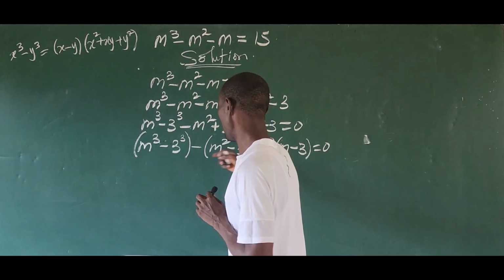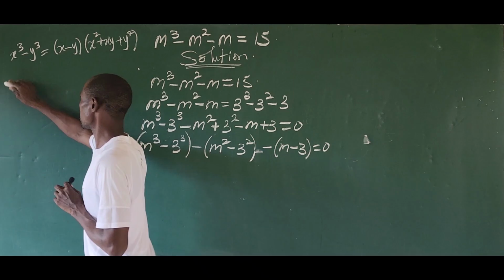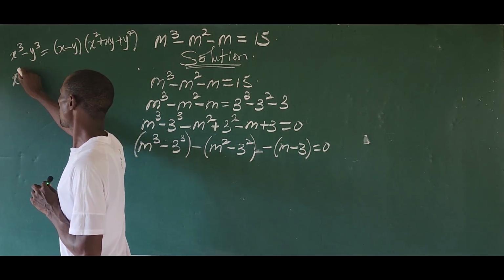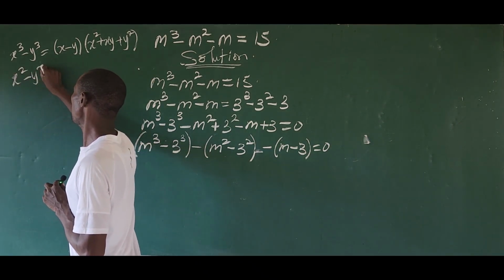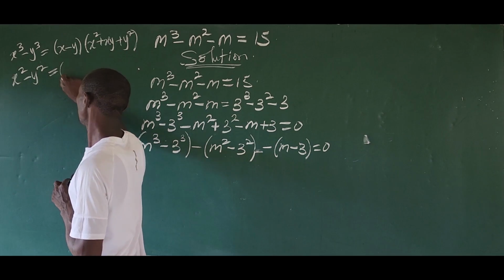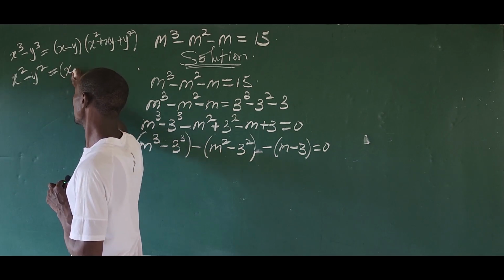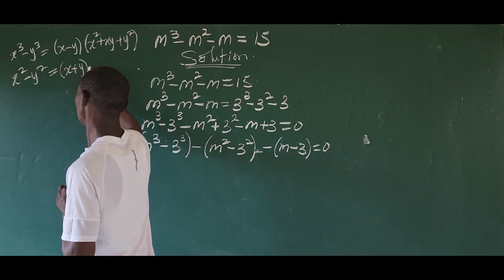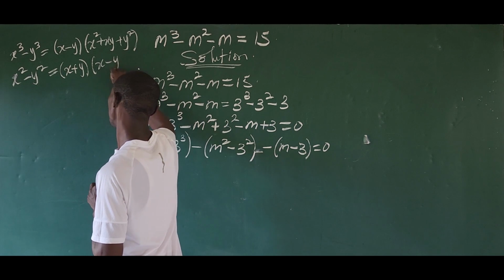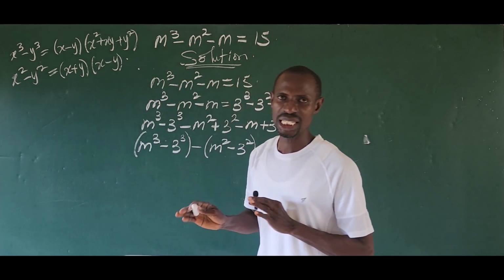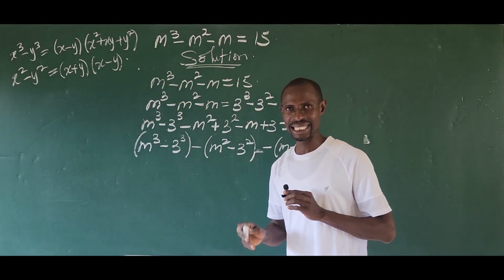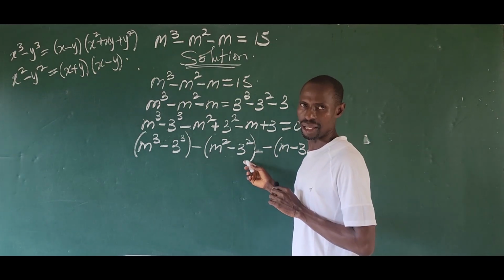Then we have difference of 2 squares. Difference of 2 squares says that if you have x to the power of 2 minus y to the power of 2, this is equal to (x plus y)(x minus y). So these are the two algebraic identities we are going to introduce into this system here.